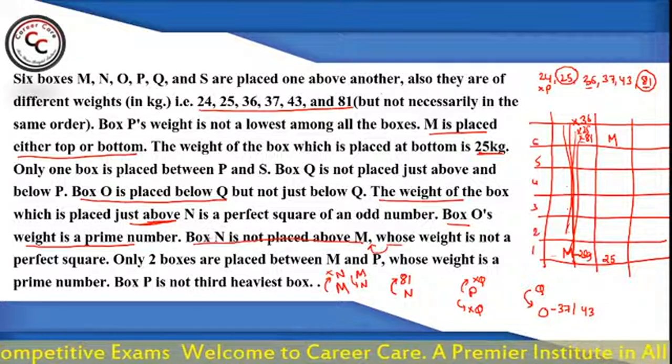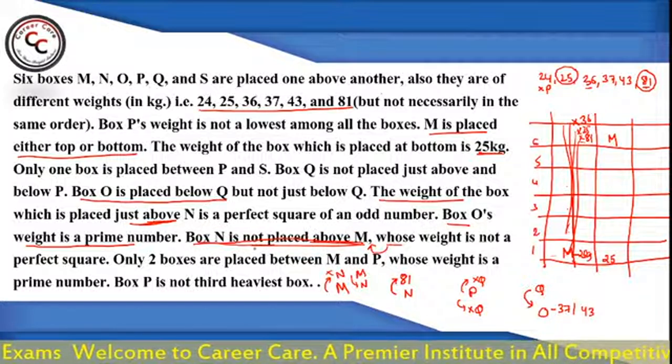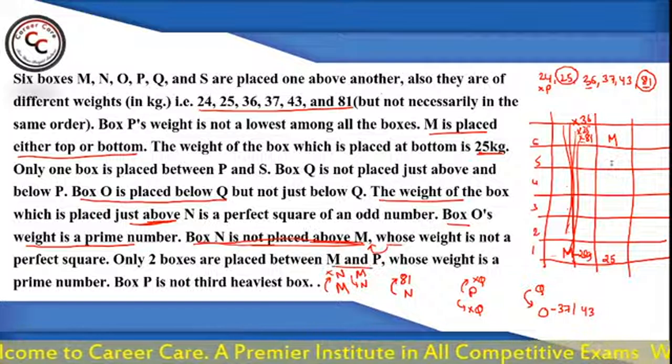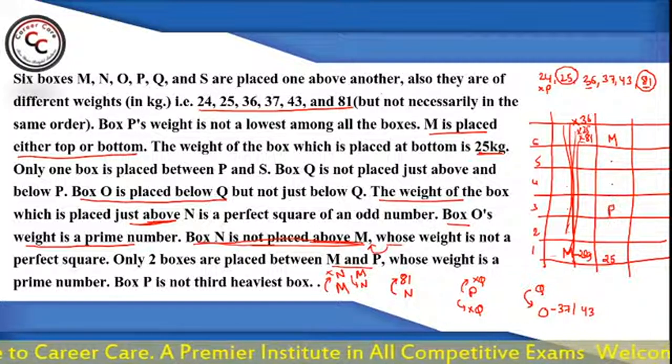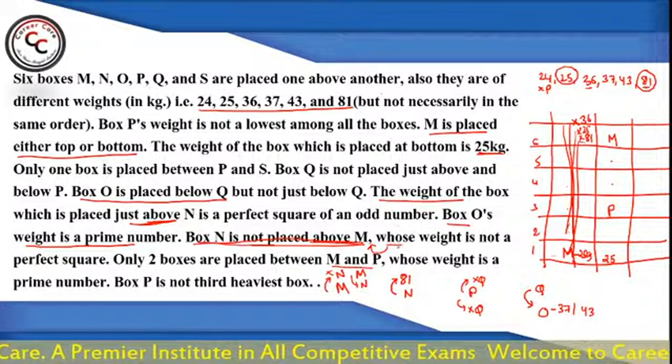So this is the game changing point. By using this point you can continue. Only two boxes are placed between M and P. So M, two boxes, P. Simple. Whose weight is a prime number?